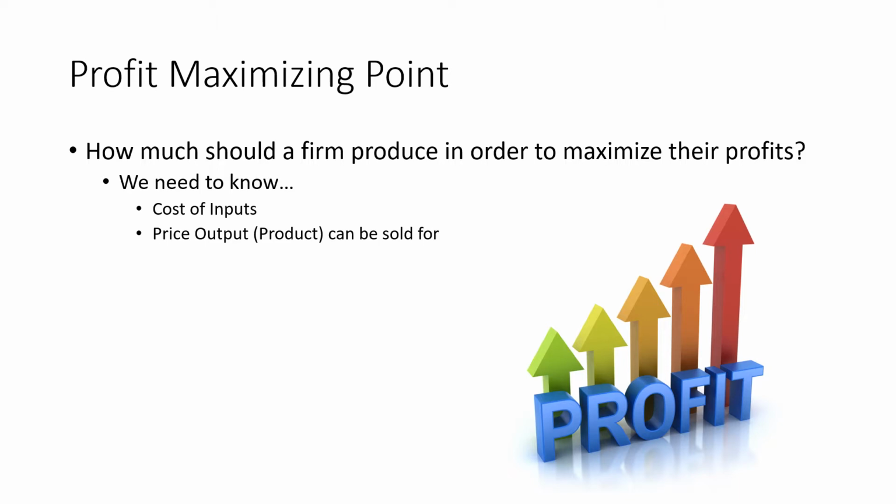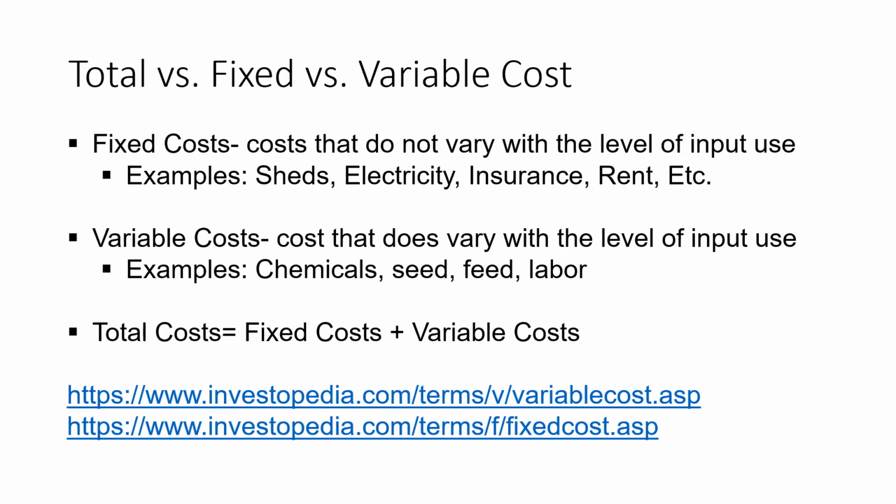In order to figure out the profit maximizing point, there are 2 things we have left to discuss, which are the costs associated with inputs as well as the price associated with the output, so the price associated with what the product can be sold for. When we're considering costs, there are 2 different types of costs that go into creating a product. We have fixed costs and variable costs, and the sum of both of these, fixed costs plus variable costs, gives us our total cost. So how much it will cost in total to produce a particular product.